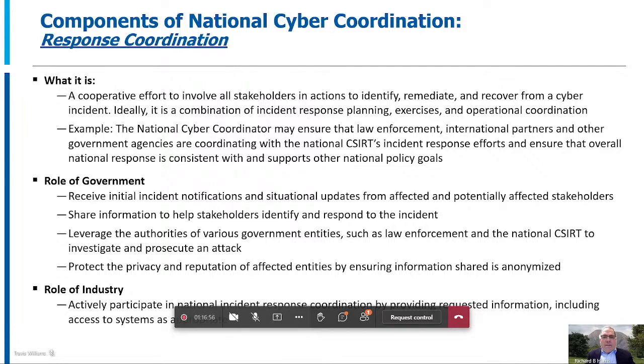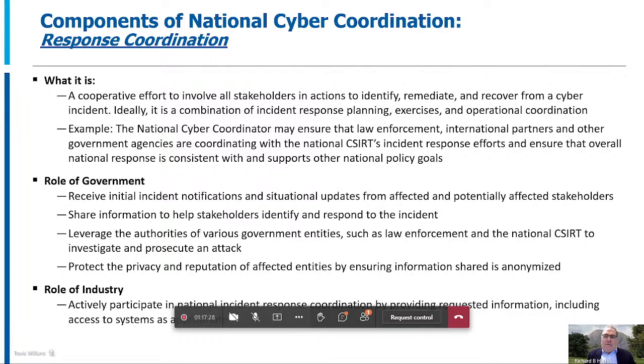So the role of government in this is to receive initial incident notifications, to really understand what's going on, what incident is occurring, what the consequences might be, and who might be affected, and what they might bring to the table in order to deal with it. The coordinator also needs to help share information or make sure that information is being shared amongst stakeholders who are identifying and responding to the incident.